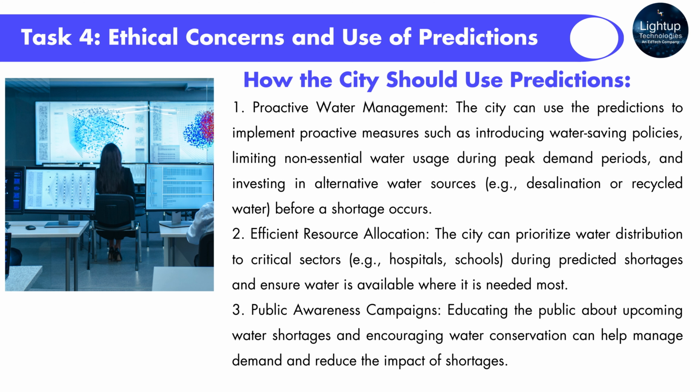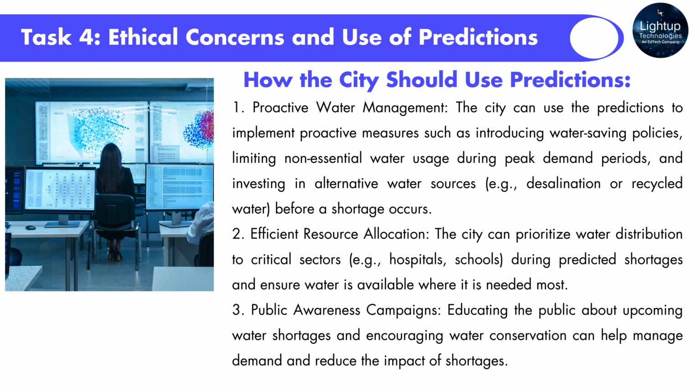Task 4: ethical concerns and use of predictions. How the city should use predictions. Proactive water management: the city can use the predictions to implement proactive measures such as introducing water-saving policies, limiting non-essential water usage during peak demand periods, and investing in alternative water sources, for example desalination or recycled water, before a shortage occurs. Efficient resource allocation: the city can prioritize water distribution to critical sectors, for example hospitals and schools, during predicted shortages and ensure water is available where it is needed most.